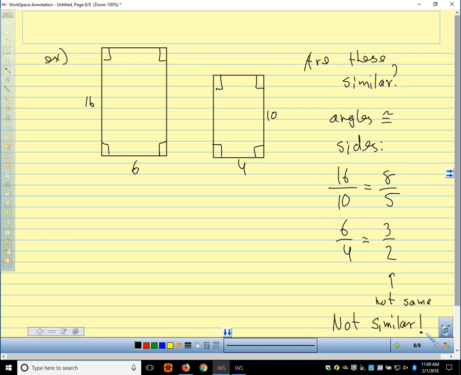And if we had some odd-shaped, four-sided shape, we would have to check the ratios of all four of the corresponding sides and make sure all four of them were the same before we could say that those two shapes were similar. All right, questions on that example? Okay, last one.